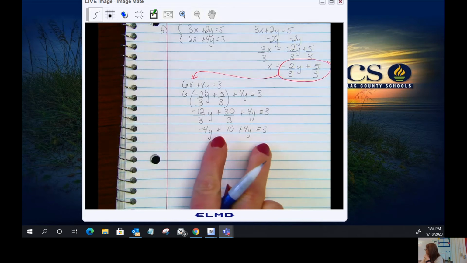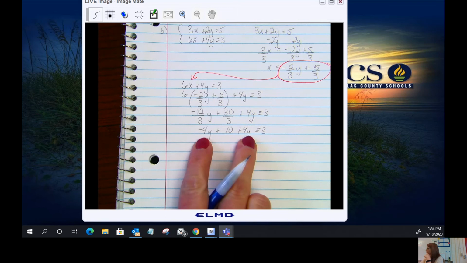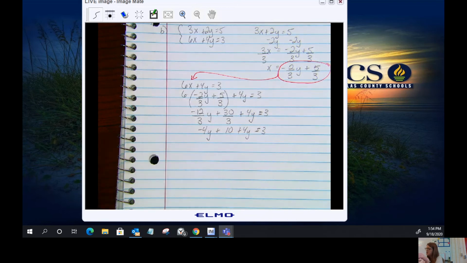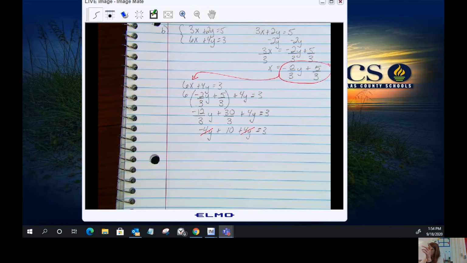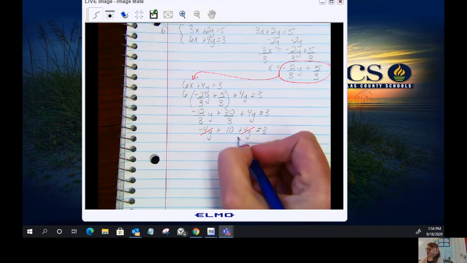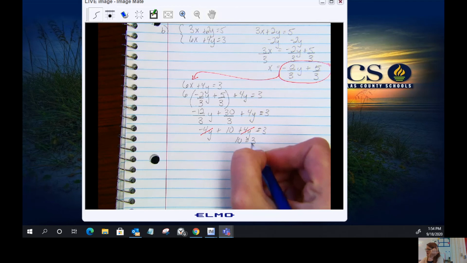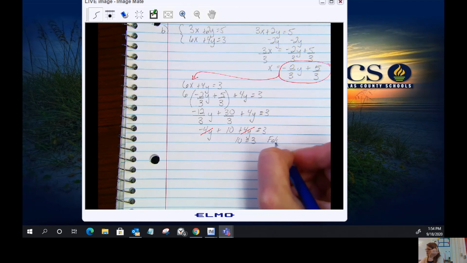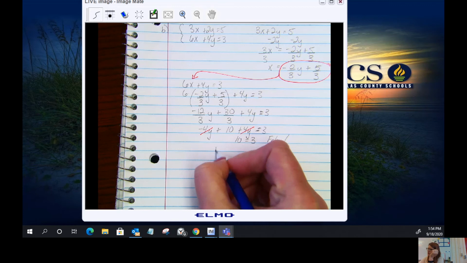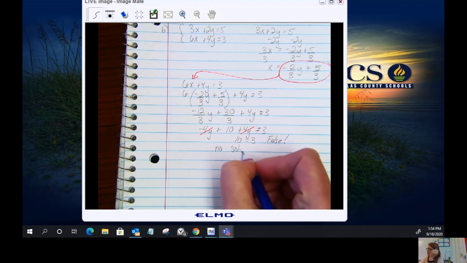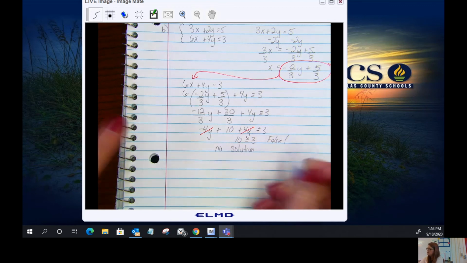Oh, what's going to happen here? Notice here I'm left with a negative 4y and a positive 4y. Well, if I combine like terms, these cancel out. And right off the bat, I am left with a false statement. So when this happens, you have no solution to your system.